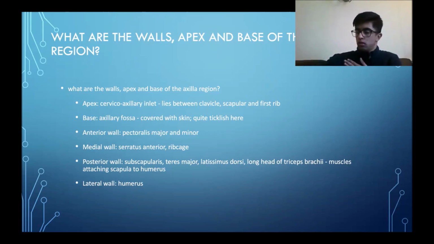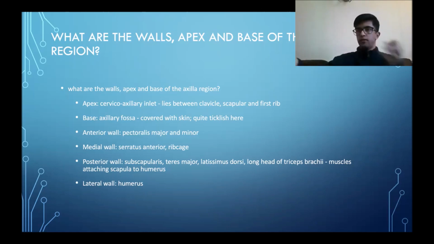Anterior wall is just these chest muscles. People go to the gym, they get bigger chests. You have pectoralis major and minor anteriorly to the axillary fossa because their muscles go across to insert into the upper limb. Then you have the medial wall.